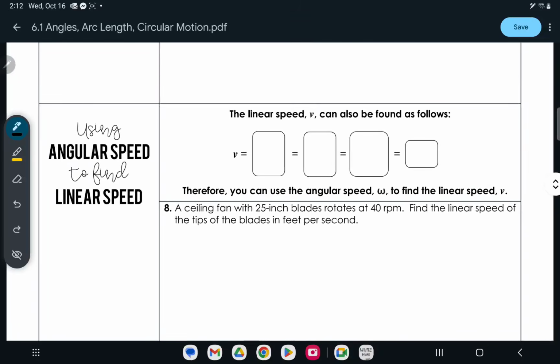All right, we can use angular speed to find the linear speed. So the linear speed formula, remember, is arc length over time. I can substitute the formula for arc length, which is theta times r. What if I regroup this and make that r times angle over time? Well, theta over time is the angular speed, so that's just r times the angular speed.